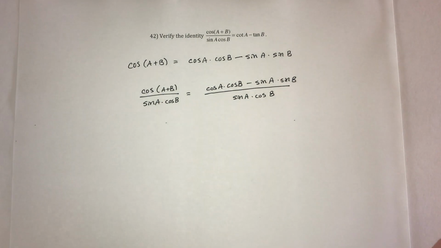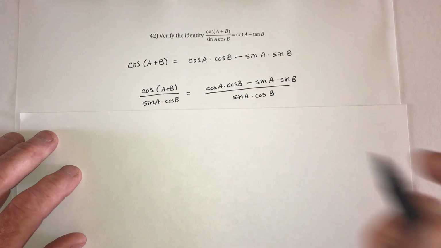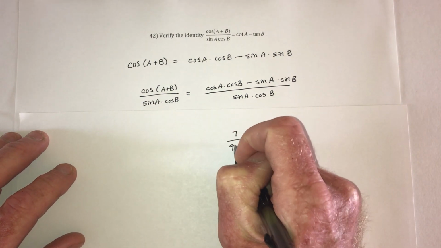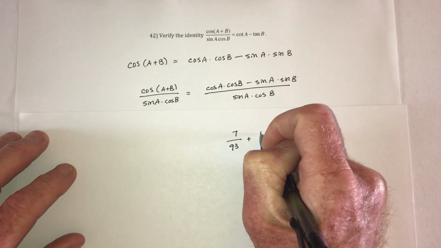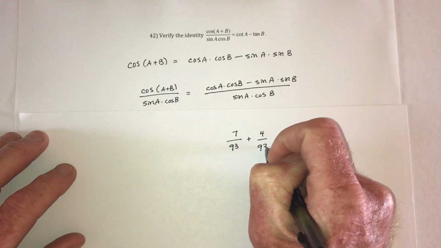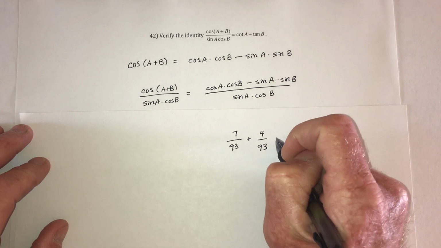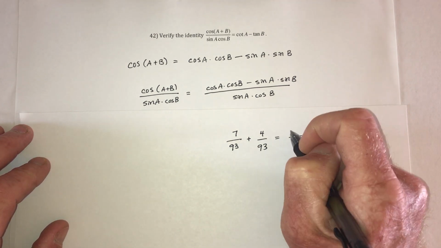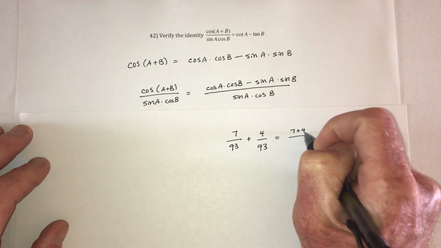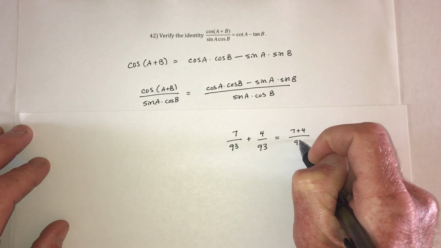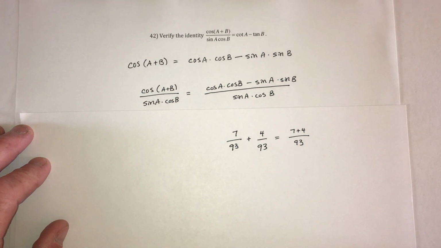So I was just trying to get a piece of scratch paper. So if you have something like 7/93 plus 4/93, and you're thinking, wait, he's not talking about trigonometry. Well, I am. Then, because you have a common denominator, you could rewrite that as 7 plus 4, however much that equals, over 93. So that's how you add two fractions.